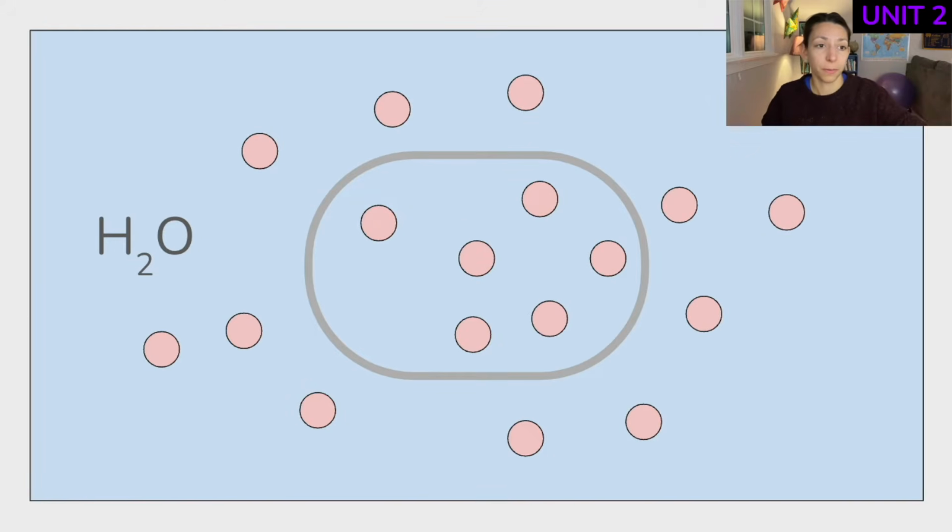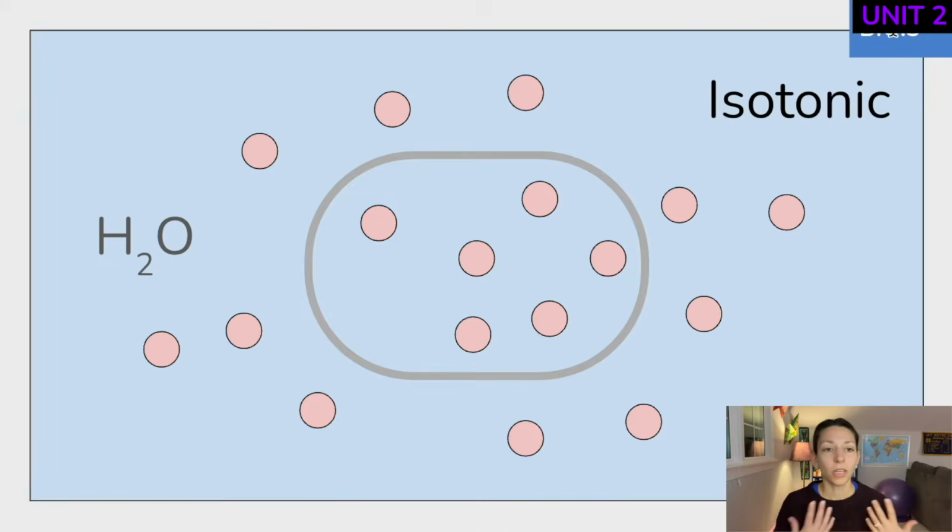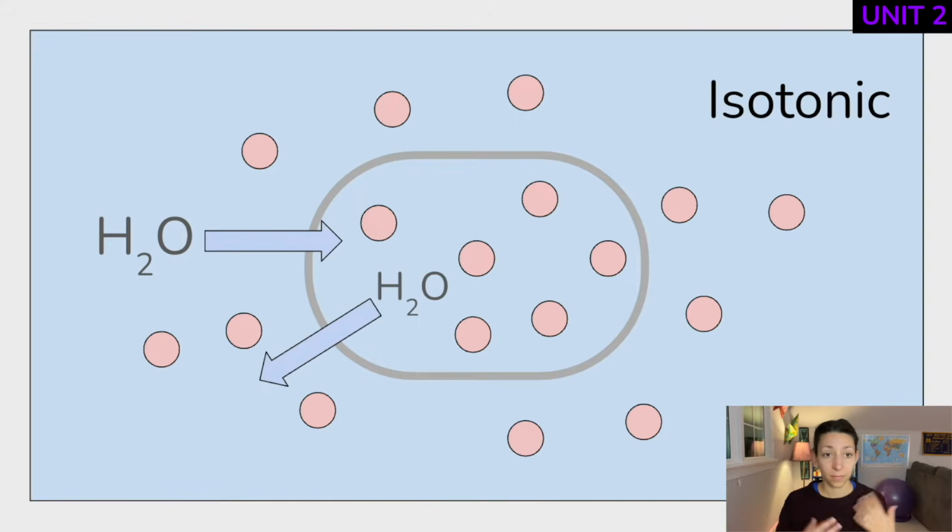So let's look at a few examples. If we have a cell and the concentration of particles in and out of the cell is relatively the same, that's called an isotonic solution. Equal on both sides. Water is still going to move in and out, but it will do so at approximately an equal rate, and so we won't have any net gain of water or net loss of water out of the cell.